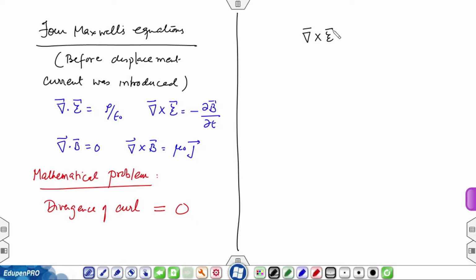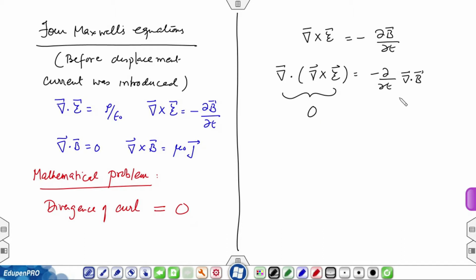Curl of E equals minus dB by dt, and take divergence, which gives me divergence of curl of E is equal to minus d by dt of divergence of B. The left hand side is 0, divergence of B is 0. So, this is fine. Let us look at the other curl equation: curl of B equals mu naught j.